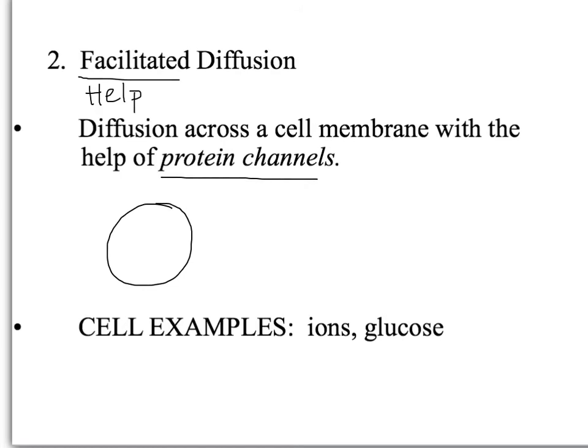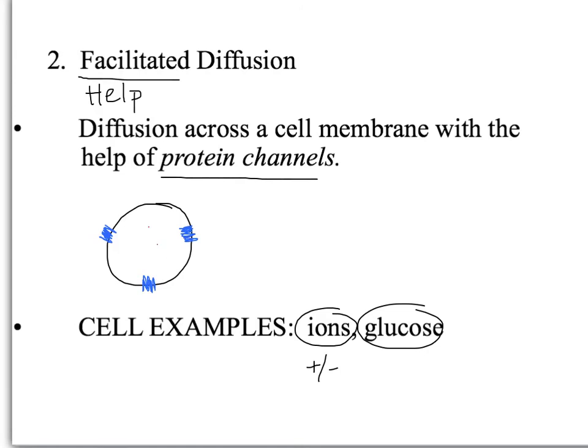and in that cell membrane there are little channels that allow for certain molecules to get in and out of the membrane. And these would be molecules that wouldn't normally be able to get through. Examples of molecules that can't get through the phospholipid part of the membrane are ions because they have a plus or a minus charge, and glucose because it's a little too big. So glucose and ions can go in and out through these channels.